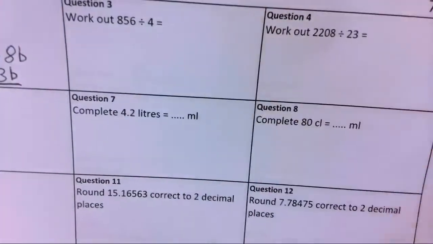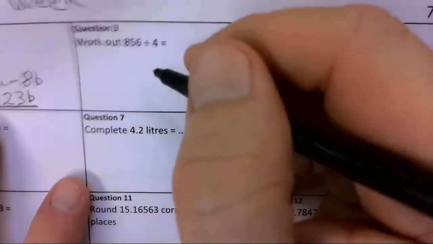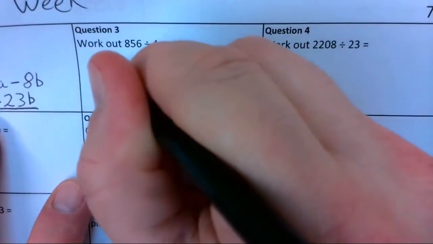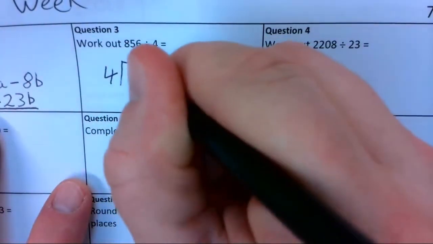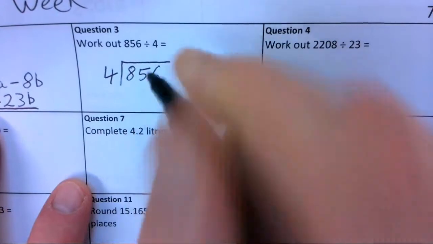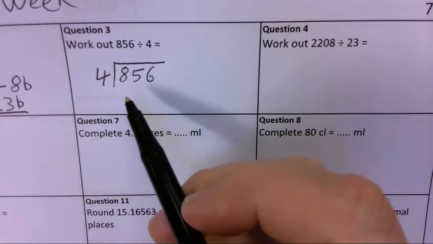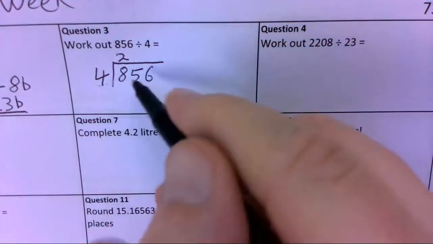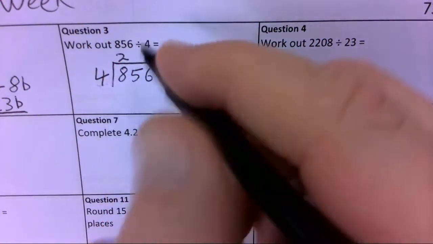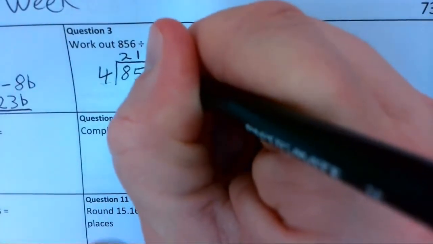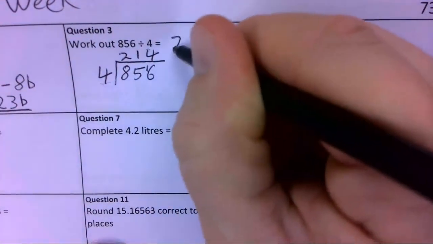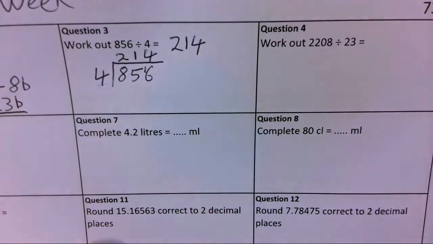Question 3 and 4. We've just got a bus stop division to do here, guys, so we need our bus stop division skills. 4 outside the bus stop, 856 inside, and if this is something which you've struggled with, you really need to get this skill sorted. 4 goes into 8 exactly 2 times, so nothing's left over. 4 goes into 5 1 time, and 1 is left over, and then 4 goes into 16 4 times. So my answer here, 214.